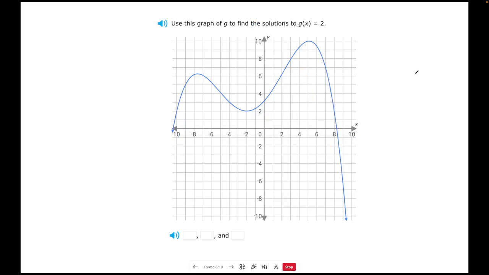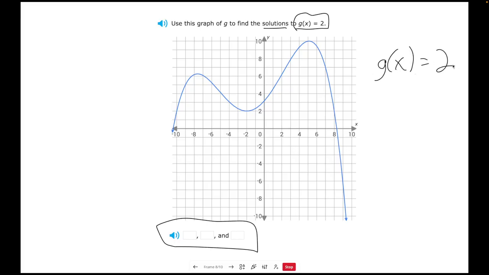Okay, so two new things with this graph. First off, you'll notice that it says solutions. So there's more than one right answer, and you can see that there's 3 boxes here. But secondly, we've got this sort of weird notation, g parentheses x equals 2. Now, all we need to know here is g of x equals 2.